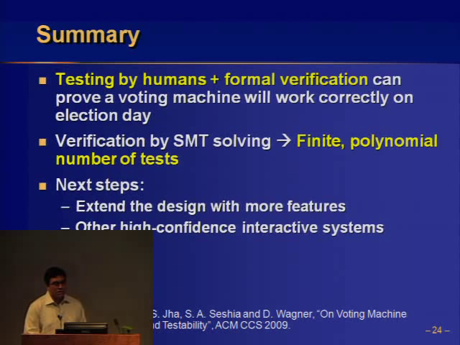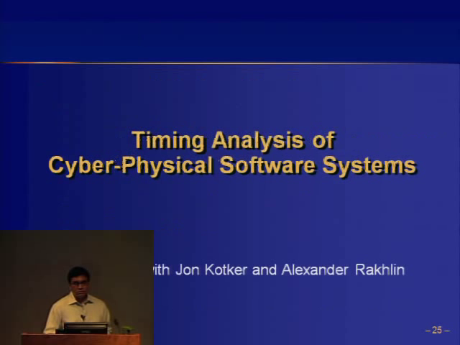So in terms of next steps, we currently have a simple design. In order for it to be useful in elections, it needs to have additional features, and that's something the student is working on. But I think the principles that we explored in this work on voting can be used in other kinds of interactive systems as well, in particular in the embedded system world, where you have systems like medical devices or, in avionics, cockpit interfaces, where it's really an interactive system. You have the human in the loop, and you need some way of systematically testing these kinds of interactive systems. Okay, so that's the end of part one.